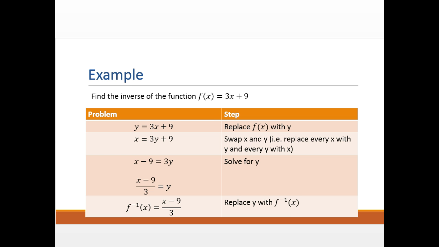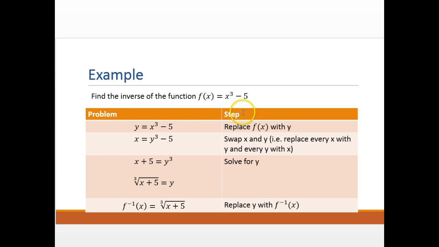This works for other functions that are not linear. Let's look at a cubic function. f of x equals x cubed minus 5. We get y equals x cubed minus 5 because we replace f of x with y. Swap the x's and y's. We get x is y cubed minus 5. Solve for y. We get x plus 5 is y cubed. And suddenly the cube root of x plus 5 is y. So this is my inverse function.